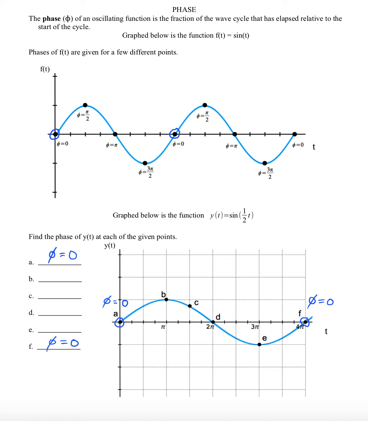So as you can see, it doesn't really matter what the exact times are when it comes to the phase. At D, we've returned to 0, but that doesn't mean the cycle is actually over. This is a phase of pi. We're halfway through the cycle. At B, we're 1/4 of the way through the cycle. So we have a phase of pi over 2. And at E, we have a phase of 3 pi over 2.